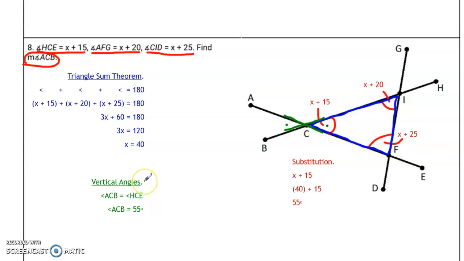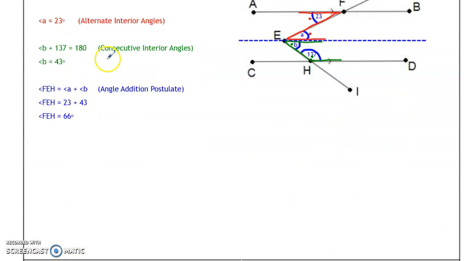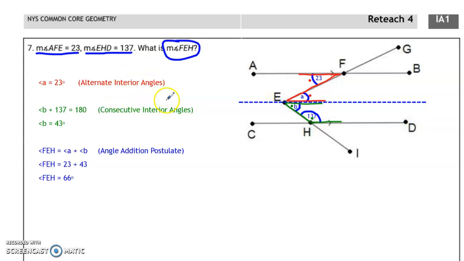Vertical angles. Now keep in mind, as a student, you are expected not only to find the correct numerical answer, which is ACB is equal to 55, but you are expected to give the justification. If you do not give the justification, you will not receive full credit on these questions. Notice that in all the problems that I've done so far, I've given my justification at the top with a little underline or next to it in parentheses.